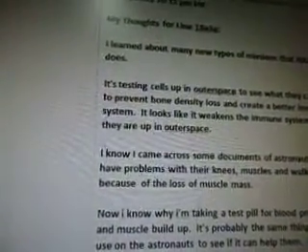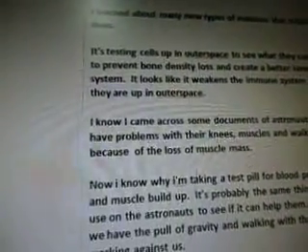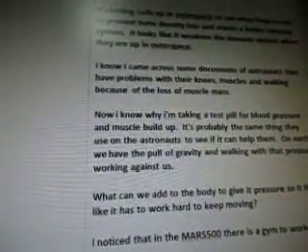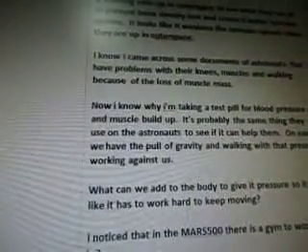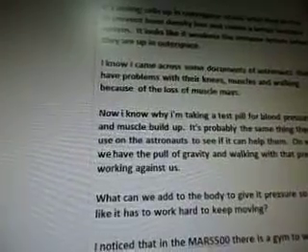It's testing cells up in outer space to see what they can do to prevent bone density loss and create a better immune system. It looks like it weakens the immune system when they are up in outer space. I know I came across some documents of astronauts that have problems with their knees, muscles, and walking because of the loss of muscle mass. Now I know why I'm taking a test pill for blood pressure and muscle buildup.